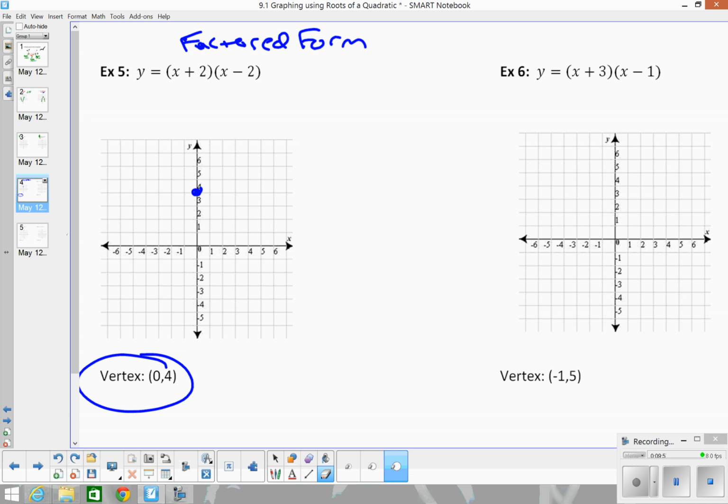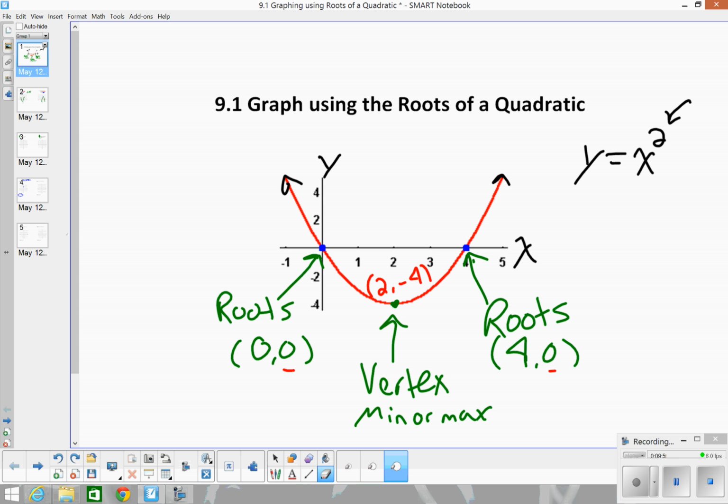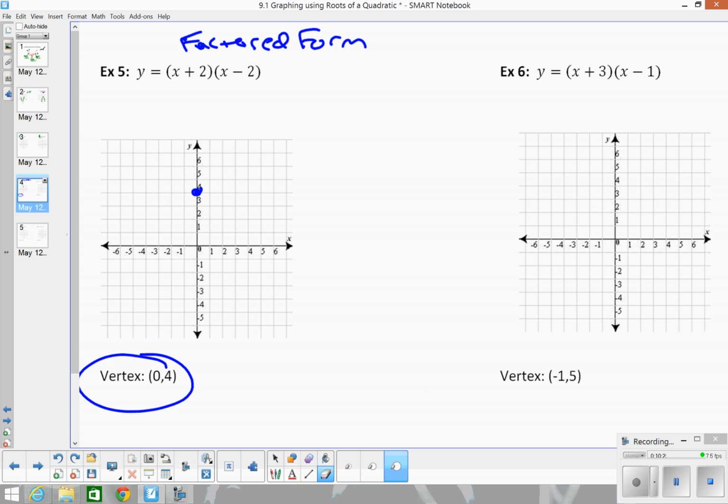Now, if you remember, a quadratic most of the time is going to touch the x-axis. It might touch it twice, it might touch it once, it might not touch it at all. But for most of this chapter, we're going to have two roots. Now, what do you notice about those two roots? Those two roots have y as 0. So let's think about that. I know that my y is going to be 0.